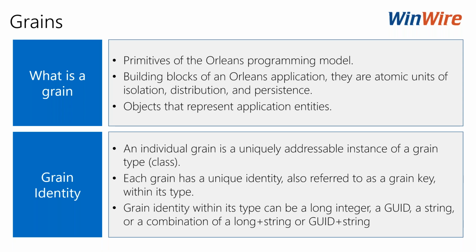You have to think about what will be my grains, what will be the keys, what are the things that can run in parallel. Depending on that, you will decide on your key. That's a crucial design concept when you start building an Orleans application. That is where you will have to put most of your thought, how you will create your grains and how each grain will have a key.